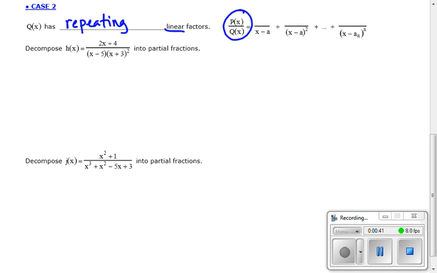The denominator has already been factored into x minus 5 and the quantity x plus 3 squared. That's what makes this a second method, when we have x plus 3 to the second power. Now, we already know that for the x minus 5, which is linear and not repeated, we include a fraction for it with a constant above it. But for x plus 3 squared, here's what you have to do. When you have a repeated factor, we actually need two fractions just for that one factor.